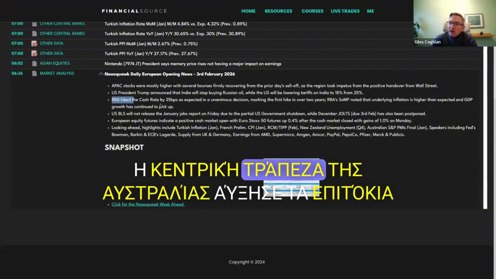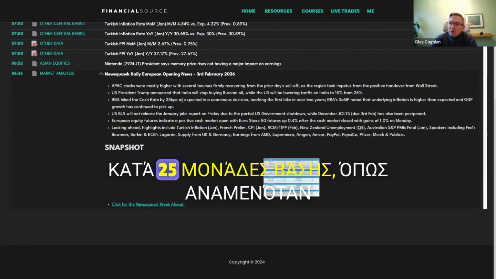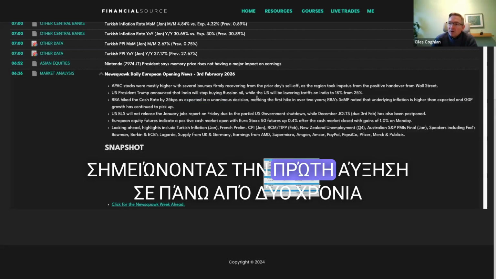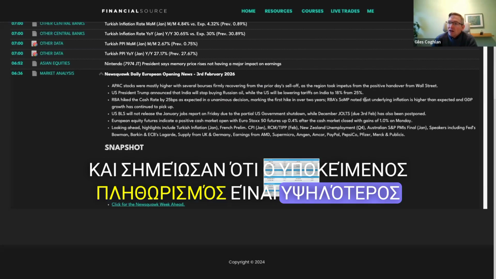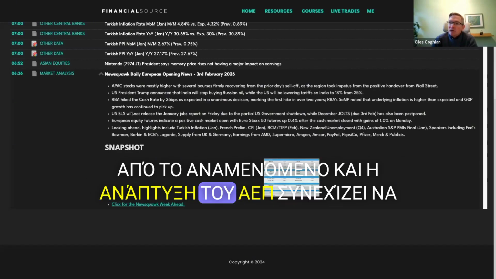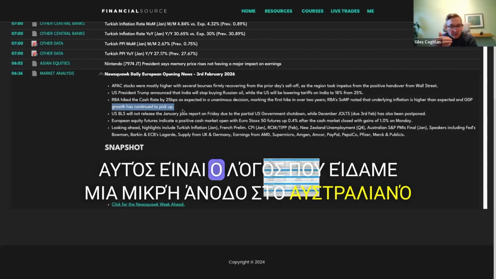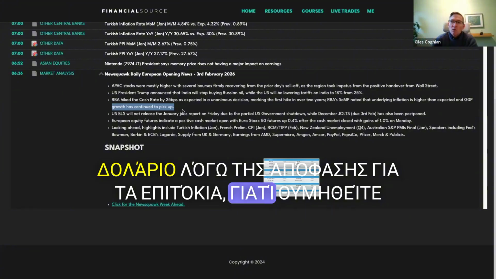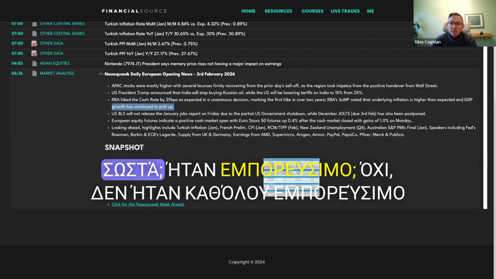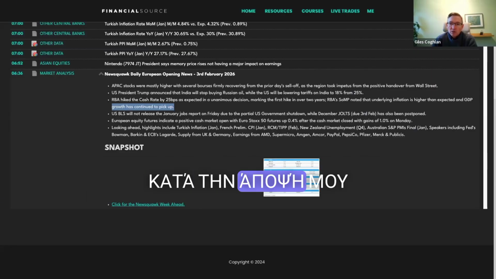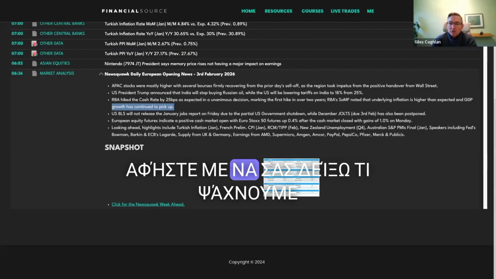Right. The Reserve Bank of Australia hiked by 25 basis points as expected, marking the first hike in over 2 years. And they noted that the underlying inflation is higher than expected and GDP growth has continued to pick up. So that's why we saw a little bit of upside in the Australian dollar on the interest rate decision. Because remember, what markets are looking at, right? Was it tradable? No, it was not tradable in my view at all. Let me show you what we're looking for.